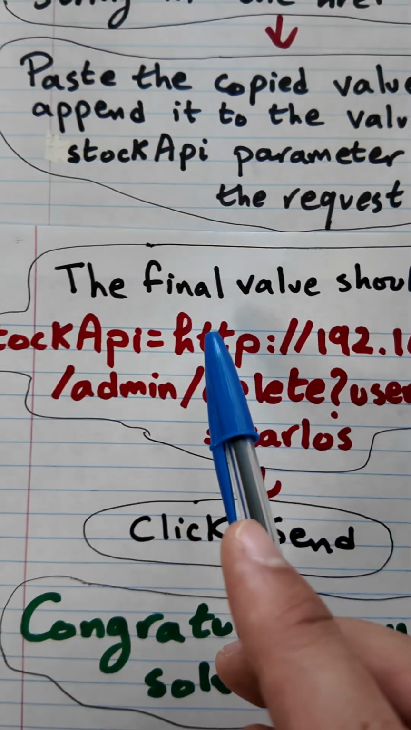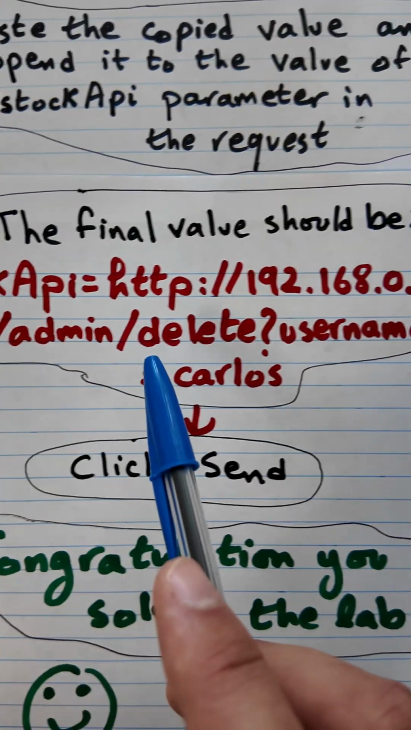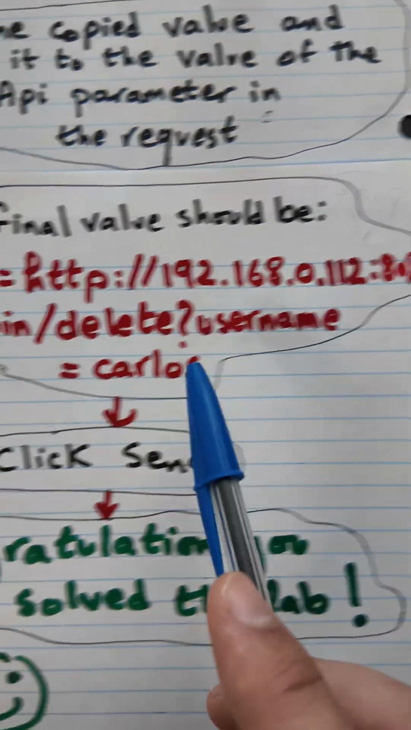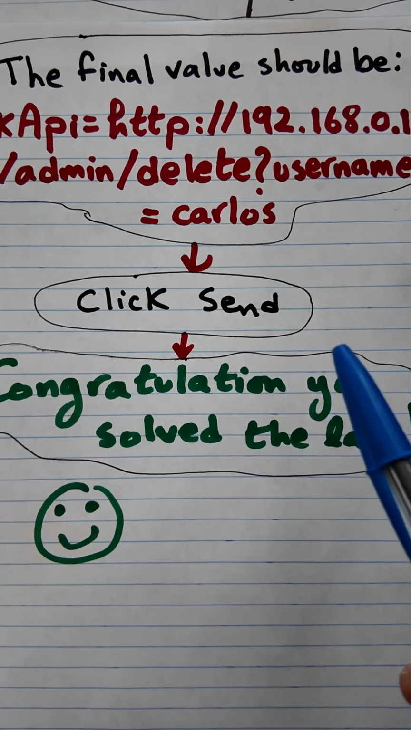stockApi equals http://, then we have the IP, 8080/admin/delete?username=carlos. Click send. Congratulations, you solved the lab.